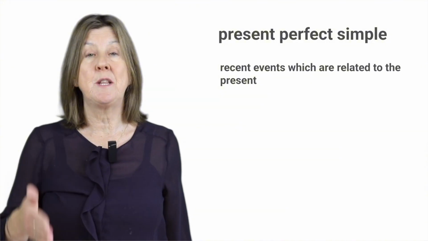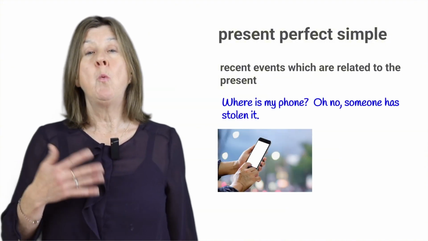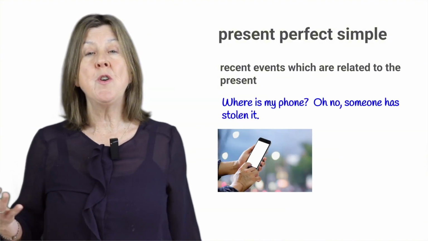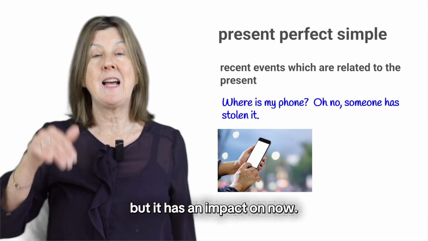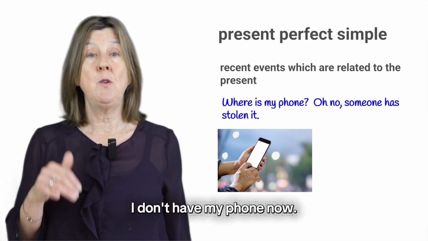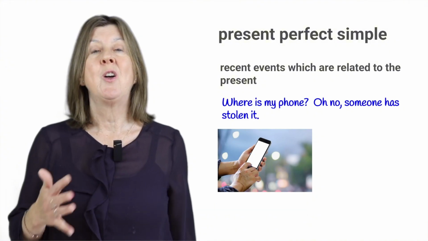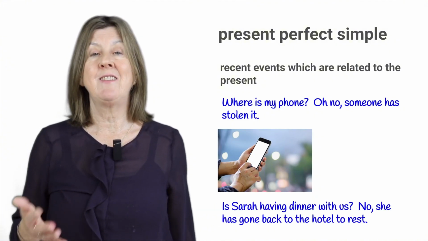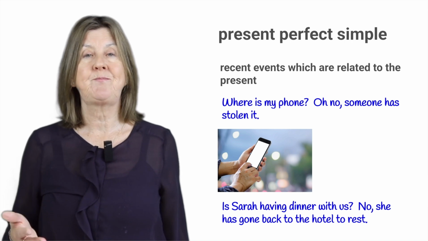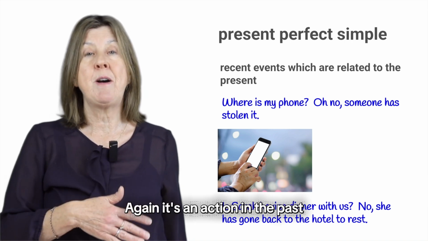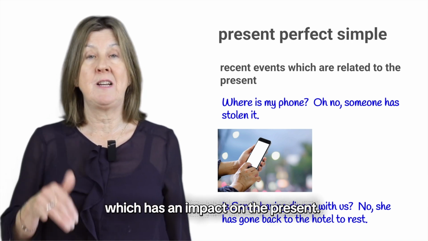It's also used for recent events which are related to the present. For example, where is my phone? Oh no, someone has stolen it. So it happened in the past, but it has an impact on now. I don't have my phone now. Or, is Sarah having dinner with us? No, she's gone back to the hotel to rest. Again, it's an action in the past which has an impact on the present.